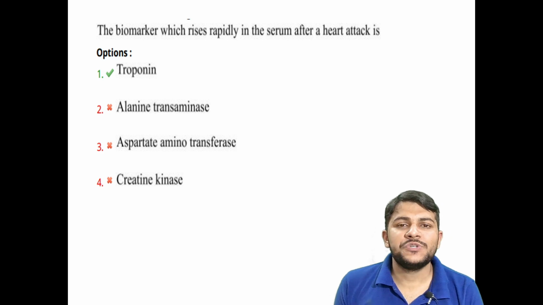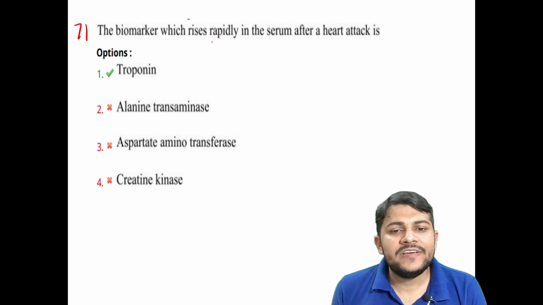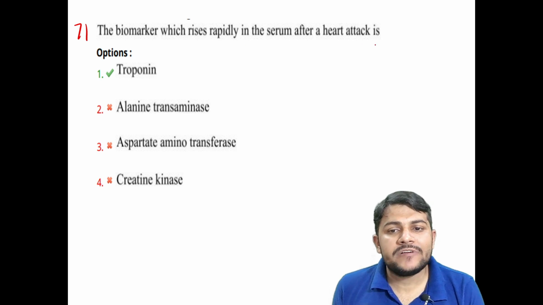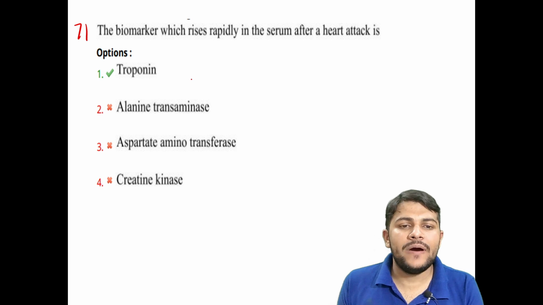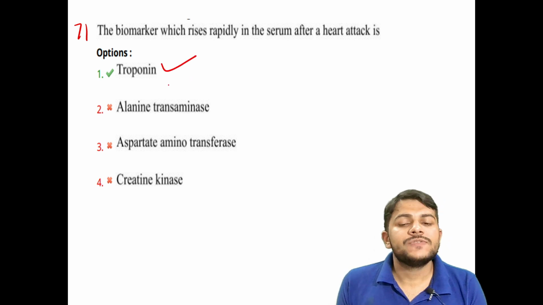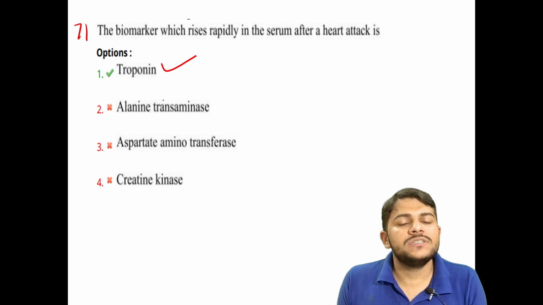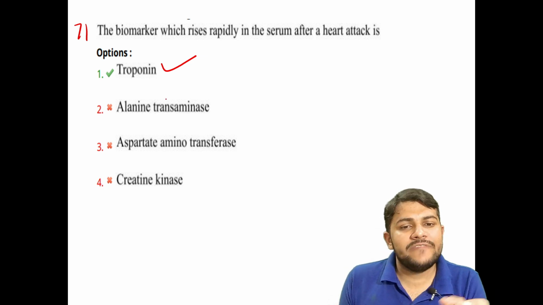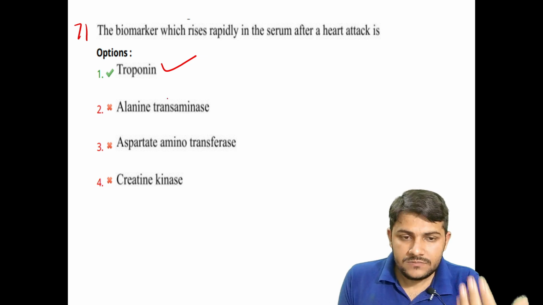So next, question number 71, we have the biomarker which rises rapidly in the serum after a heart attack. So after the heart attack, we have the options, just we have to find the biomarker that is going to rise in the blood. So the first option you have is troponin. The patients that are undergoing a heart attack have a rise in the level of troponin. So this is the Trop-T test basically that is used by cardiologists and general physicians to find out whether it's a heart attack, or we can say whether there is any chance of a heart attack.